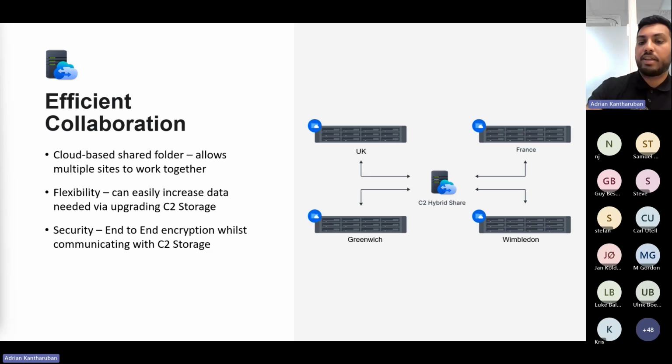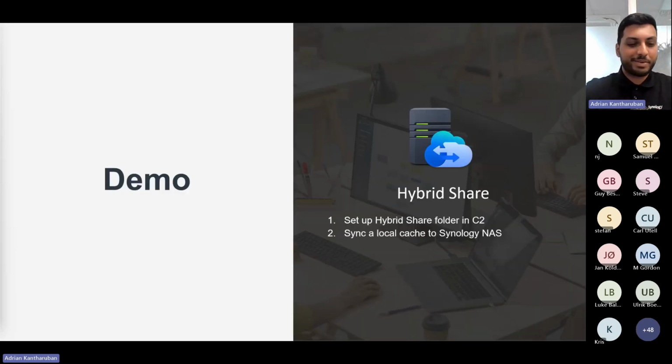So this means that we create a cloud-based shared folder, and the folder that would exist on our on-prem would just be a small cache of most used files, things that you would need fast access to. But the bulk of your data will be in the cloud. And again, rather than just talk about it, let's show it.